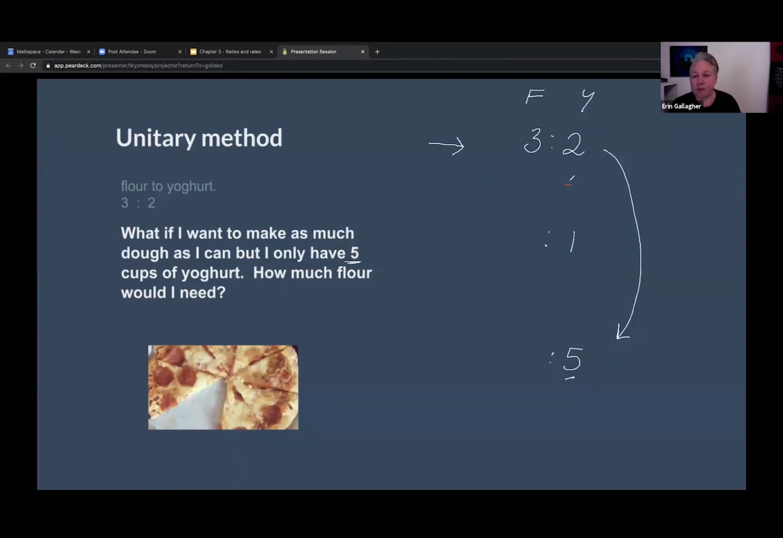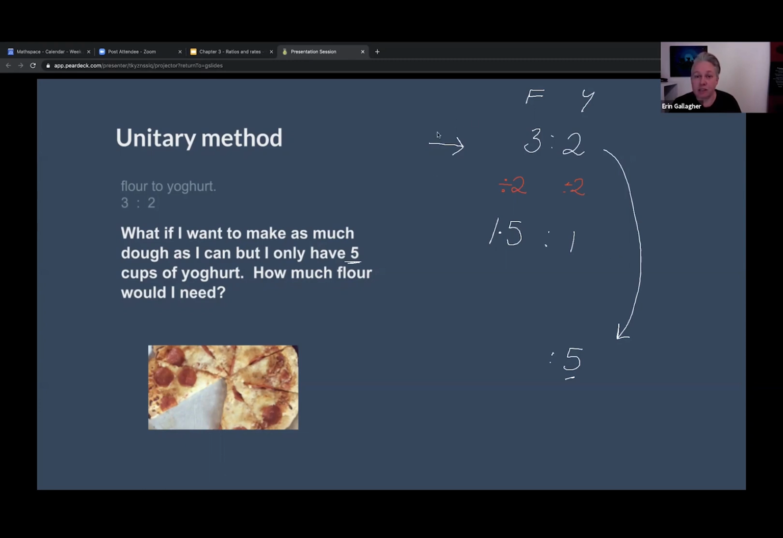I've kind of halved the recipe, haven't I? So I'm going to divide each side by 2. Just like fractions, we need to do the same on both sides. Keep the proportion the same. So when I divide 2 by 2, I get 1. And when I divide the 3 by 2, I get 1.5. Okay, so I would need 1.5 cups of flour if I was only going to use 1 cup of yogurt.